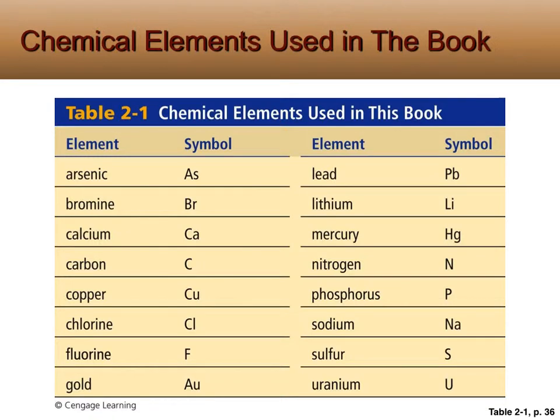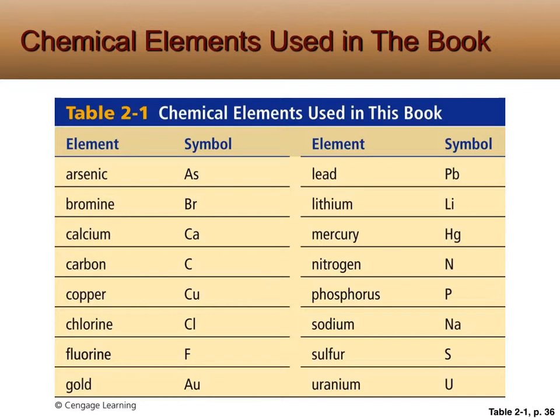Here's a list of a few chemical elements we'll talk about in the book. Arsenic is a poison. We'll talk about carbon. Anything with carbon in it, of course, is deemed organic. Copper, I'll talk about copper mining. Chlorine: any pesticides that are heavily chlorinated tend to be very bad for the environment, bad for us. Lead is a neurotoxin. Mercury, another neurotoxin.